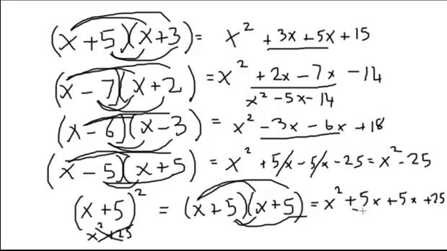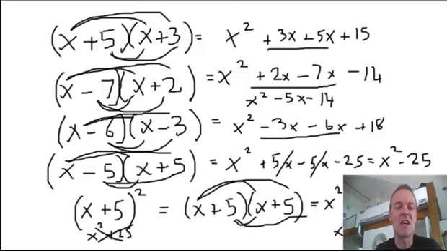So what people have missed out is the 10x. The actual answer is x squared plus 10x, 5x and 5x, plus 25. Okay? Not just x squared plus 25, x squared plus 10x plus 25. Okay, that's a nice big series of FOILs, multiplying binomials.